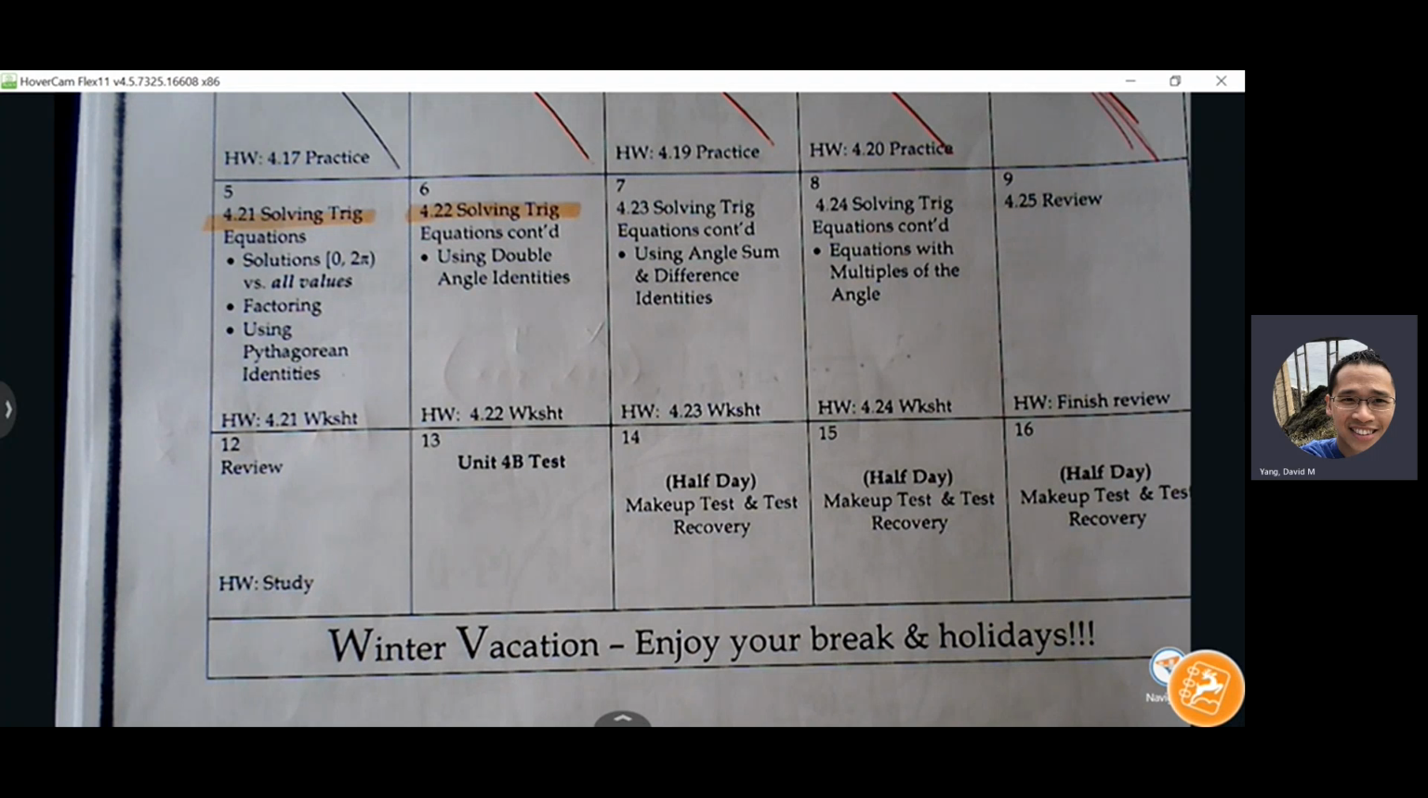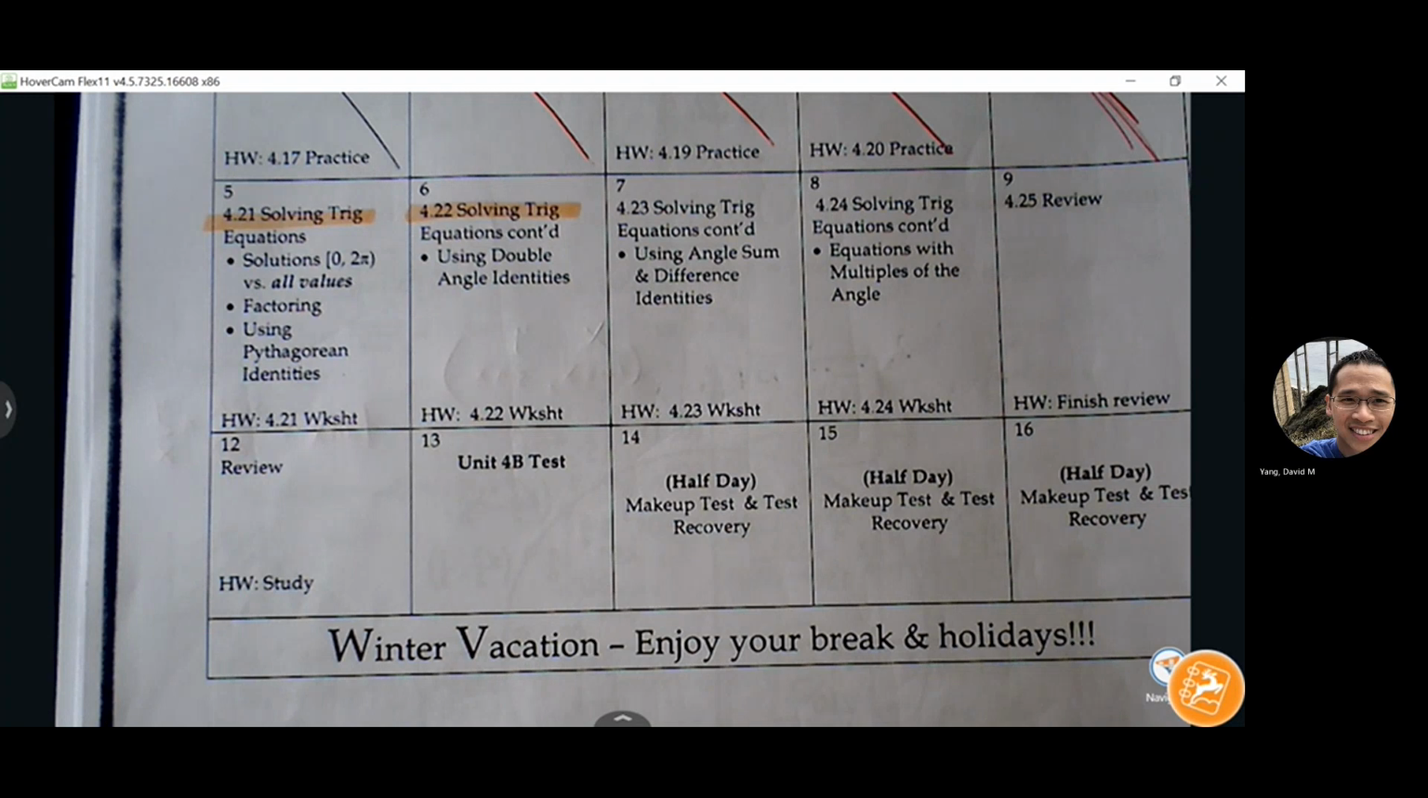I have a test review worksheet for Friday and for Monday, and then Tuesday is your test. Your test is just over solving equations. So it's not going to be any of the calculator problems from the previous quiz. It's just this week.